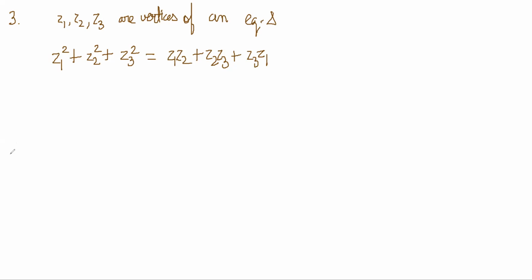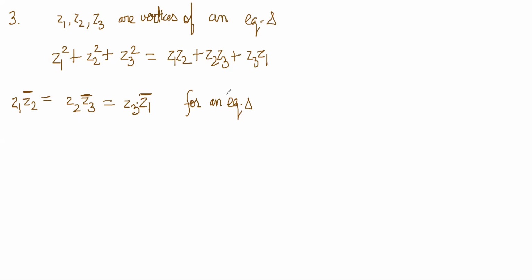Okay, so can we first prove that Z1 into Z2 conjugate is the same as Z2 into Z3 conjugate is the same as Z3 into Z1 conjugate for an equilateral triangle? If we can prove that, then we will be able to do it. So how will we prove that?